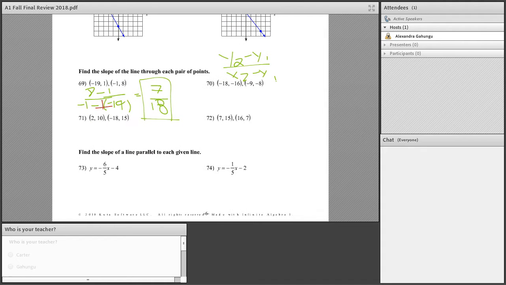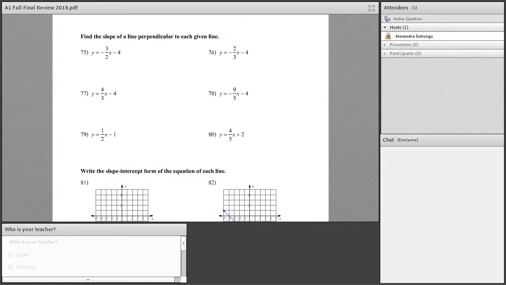Parallel lines have the same slope. So the slope of a line that would be parallel is -6 over 5. Then for perpendicular slope, it's opposite reciprocal. So that actually means you take 3/2, -3/2 and flip it, so it's 2/3, and we change the sign.